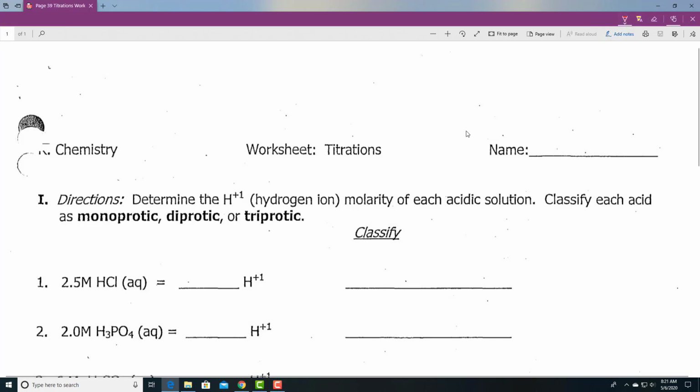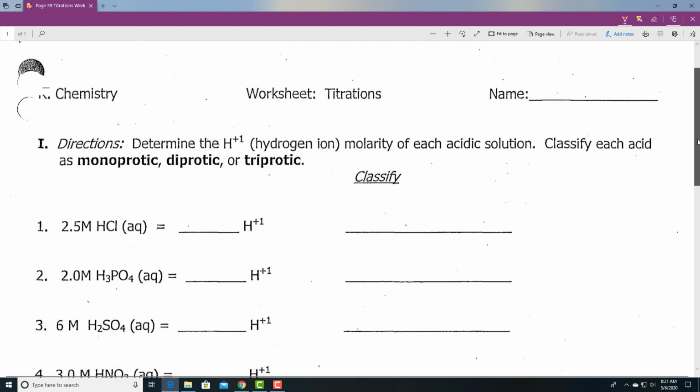Alrighty, hi guys. So I'm going to give you a quick idea of how to do the worksheet on page 39. It says worksheet titrations.